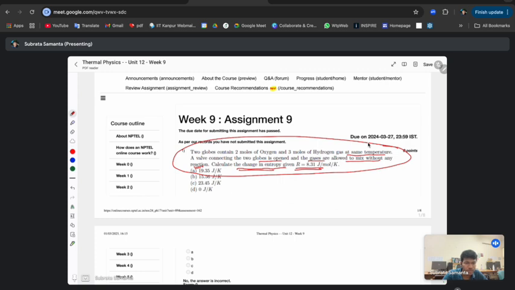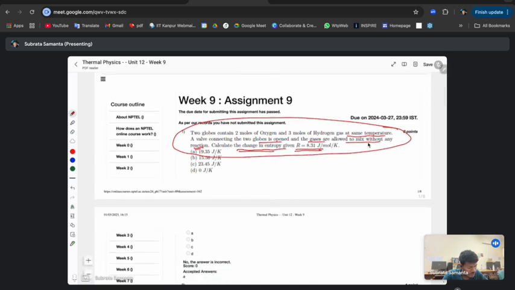So how to calculate this? Let's say we have one box, A, and another box, B, which are the two globes. Globe A contains 2 mole of oxygen, O2, and B contains 3 mole of hydrogen gas, H2, and both are at the same temperature T.